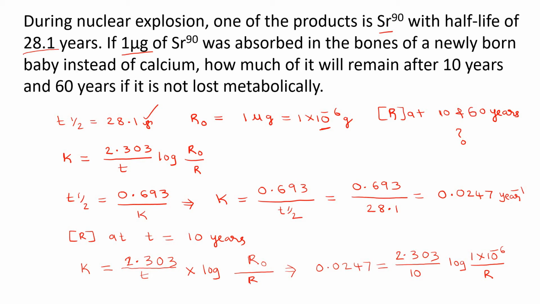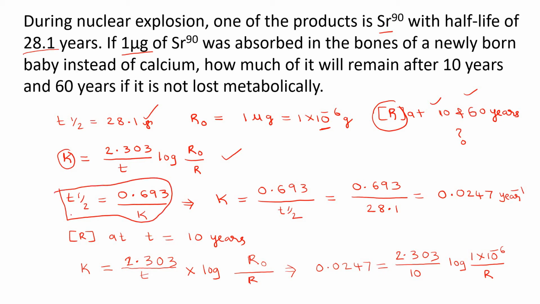They are asking how much is remaining. That means they are asking for the concentration of R at 10 years and 60 years. So again, this is the formula. They have given the half-life, then they have given the time and R0. First you need to calculate the K. How do you calculate the K? By taking this formula.